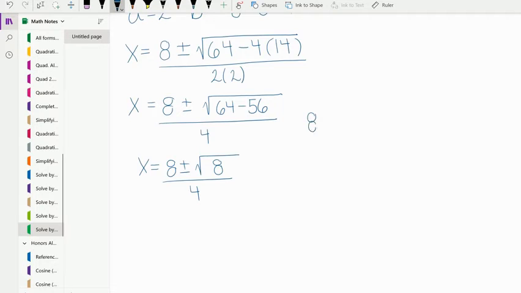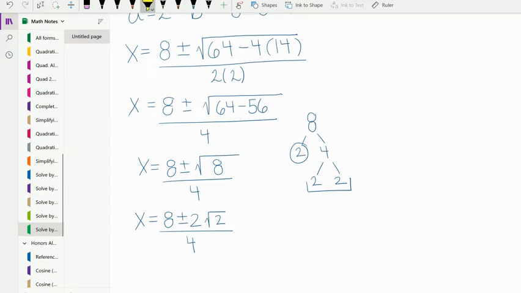So I'm going to go ahead and branch 8 so we can see what that would be. So we have 2, 4, and 2, 2. So I have a pair of 2s and a lonely 2. So now we end up with something like 8 plus or minus 2 root 2 over 4.